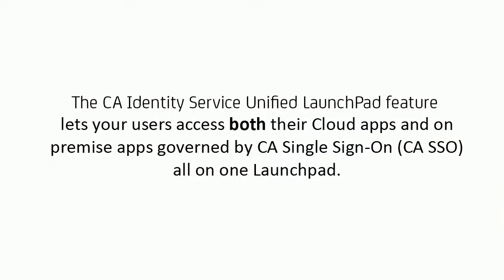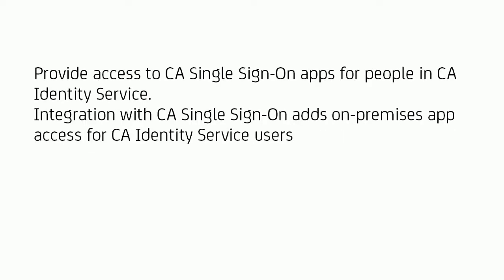The CA Identity Service Unified Launchpad feature lets your users access both their cloud apps and their on-premise apps and have them governed by CA Single Sign-On, all in one Launchpad. In this video, we'll walk you through the steps that provide access to CA Single Sign-On apps for people in CA Identity Service. Integration with CA Single Sign-On adds on-premise apps access for CA Identity Service users.